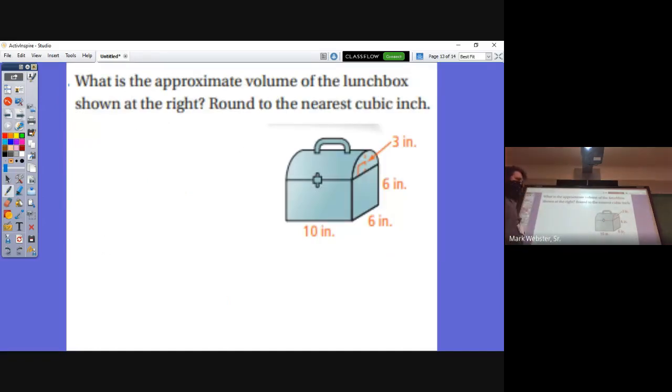Same idea, now it's a lunch box. You don't have to worry about the handle, you just have to worry about the lunch box. It may help you to remember that it is currently lying on its side from the perspective of being a prism. That may help. So let's go over this. Remember, we're trying to figure out the two pieces. In this diagram, you've been given all the information you could possibly need. You don't have to figure anything out, which is awesome. So let's start with the rectangular prism.